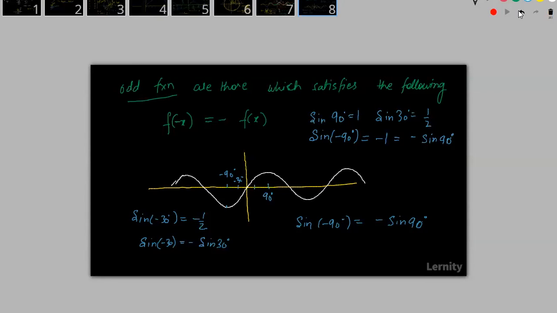Okay? Sine of minus 30 is equal to minus of sine 30. Understood? So what is happening? When we are moving on the right side, that means in positive x, we are having positive x. When we are moving on the left side, we are having minus of x, right?